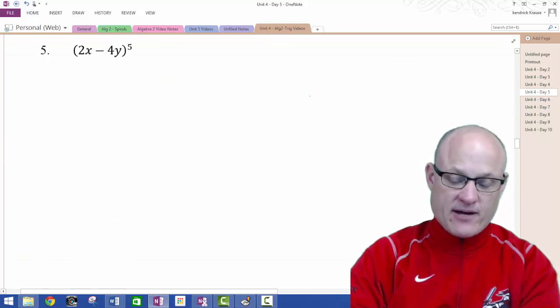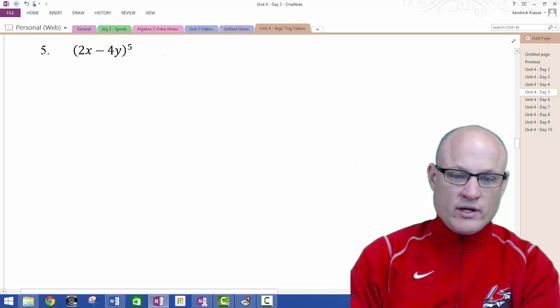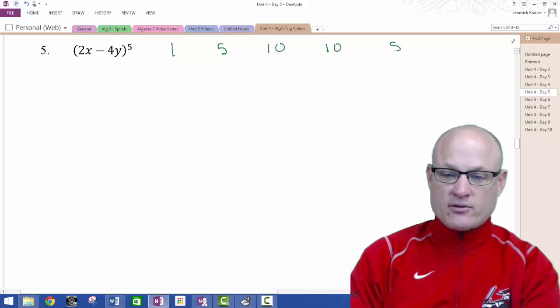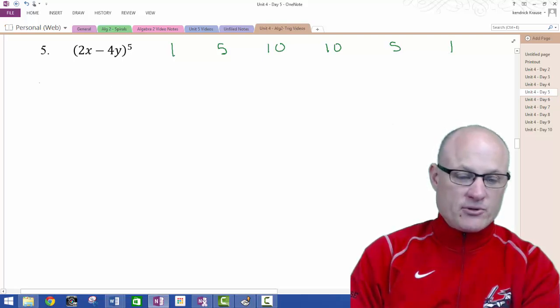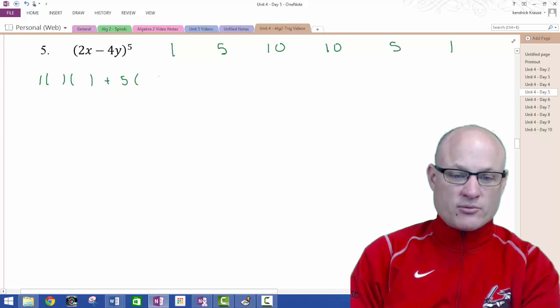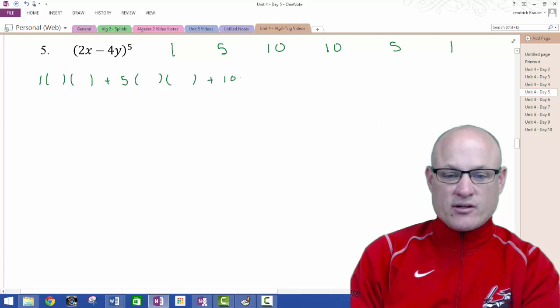5. We've already done a 5 before. We know that this is 1, 5, 10, 10, 5, 1. Again, this one's got lots of negatives in it. So 1, 2 sets of parentheses, plus 5, 2 sets of parentheses. Again, I've given you lots of problems. If you get this, you know, when we get to the larger ones, I'm not really sure I'd do those.